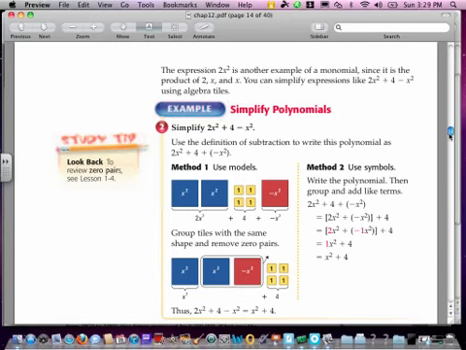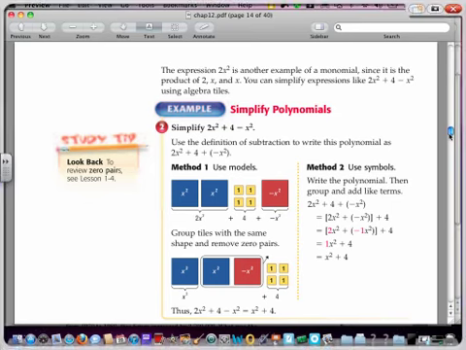So it talks about this where, if we have 2x squared, that's a monomial because it's the product of 2 and x squared, and I can simplify that. So x terms, x squared terms, they're all different. And they're going to show you two ways. I'm going to probably do method 2 mostly when I explain it. I'll go through what they do. We'll show them both, and you guys can decide which way you like better.